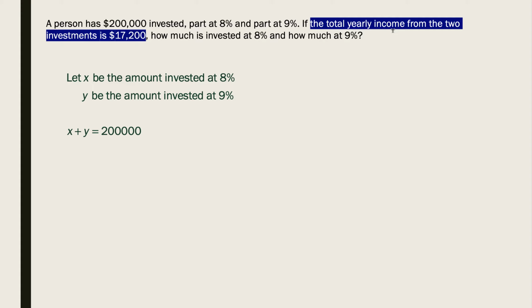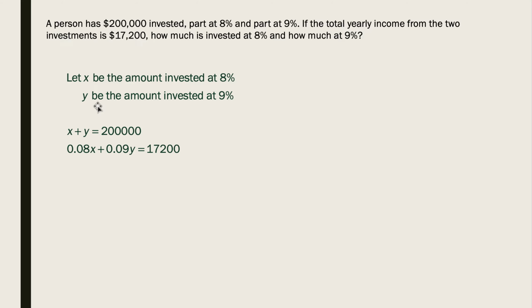Similarly with the 9%, 0.09 times the amount that I invested at 9%, which is Y, will give me how much money I earned in that 9% investment after 1 year. Adding those two investments together, I should get $17,200. Rate times the amount invested plus the other rate times the amount invested is equal to the total income that is earned at the end of 1 year. So this, again, all goes back to simple interest.